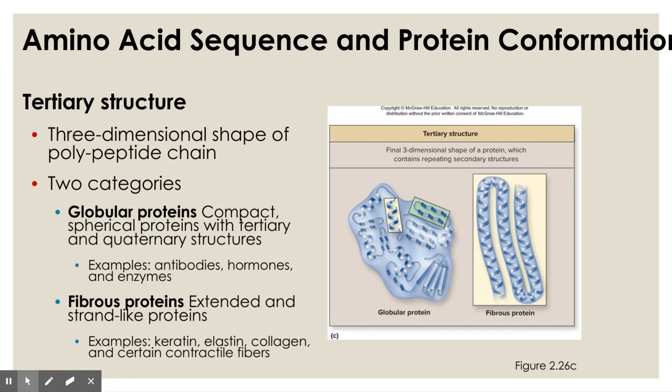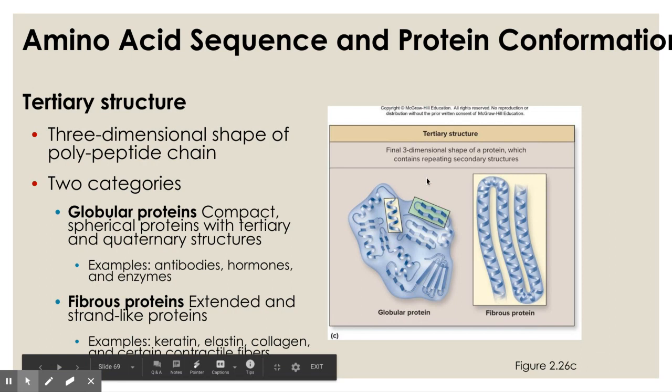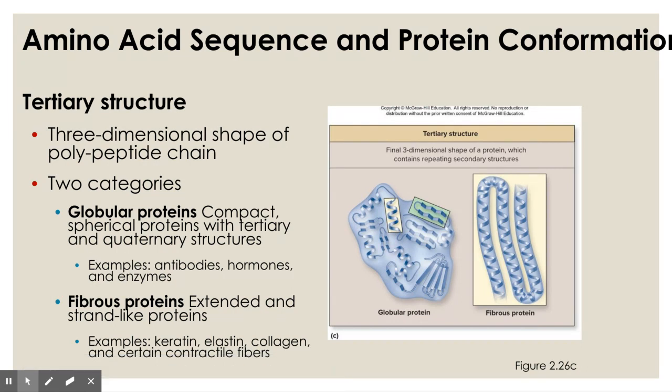And we can get two categories. There's globular proteins, which are really just like a blob. They're compact, they're spherical, and this is really what they look like. A bunch of these beta sheets, alpha helixes, all interacting in a blob. Great examples in the human body: antibodies, hormones can look like this, and enzymes.